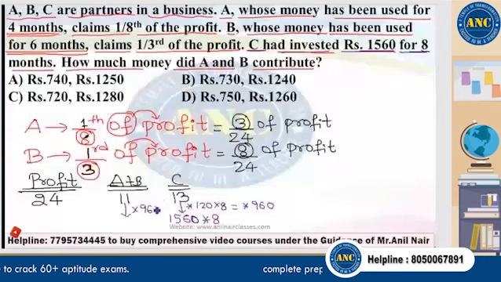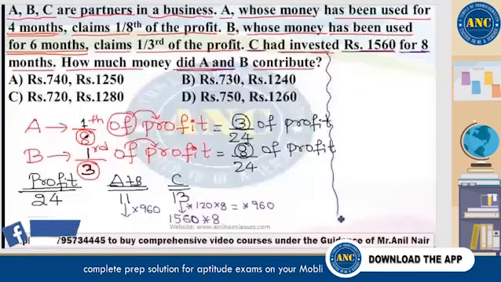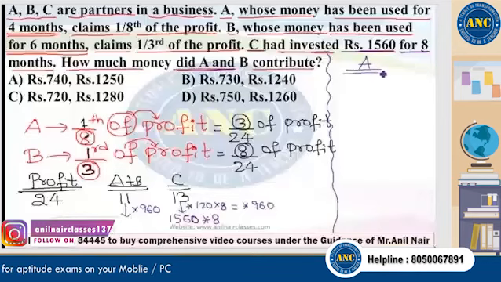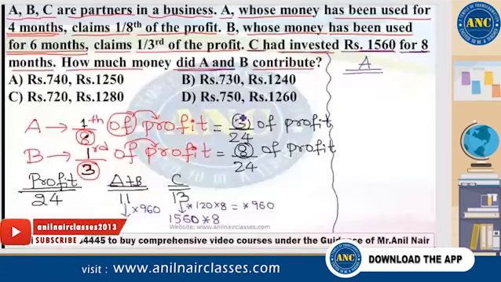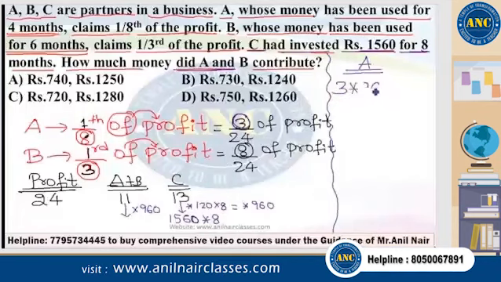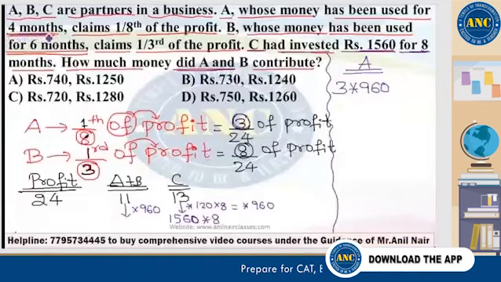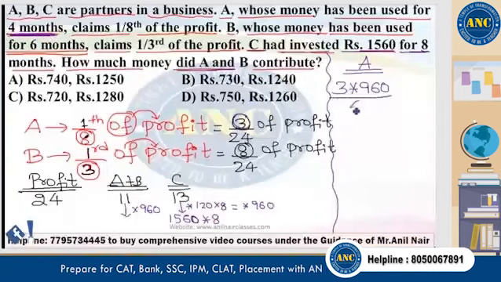Now what are they asking you, sir? How much did A and B contribute? A and B individually contributed how much? If I want to find A's value, can I say that A is contributing 3 rupees, and the multiplying factor is 960. Now this 3 into 960 rupees is for 4 months. So for 1 month I should divide it by 4.